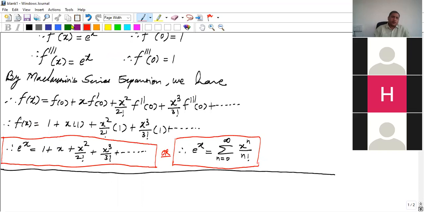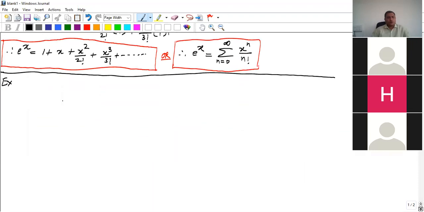Now let us try another example. If it is e raised to minus x, easily you are able to get the expansion of e raised to minus x, because as we did for e raised to x, we can do it for e raised to minus x. So let us try another example.